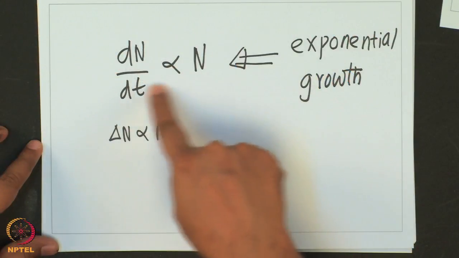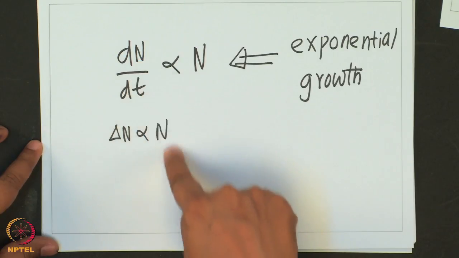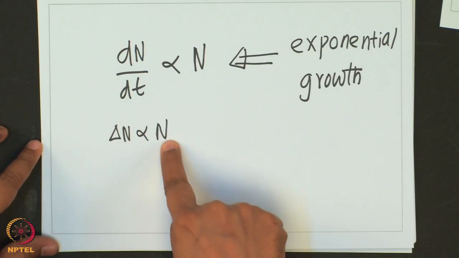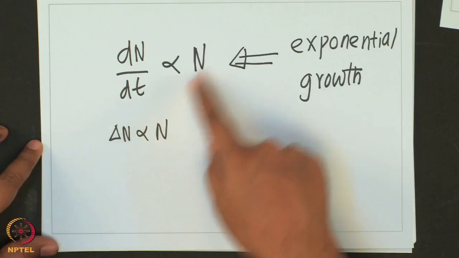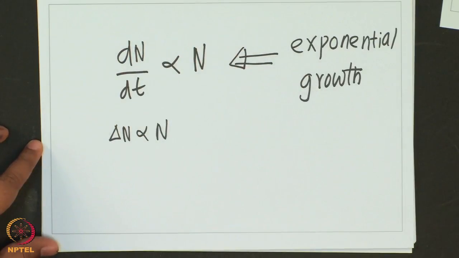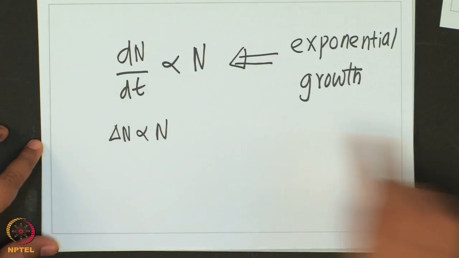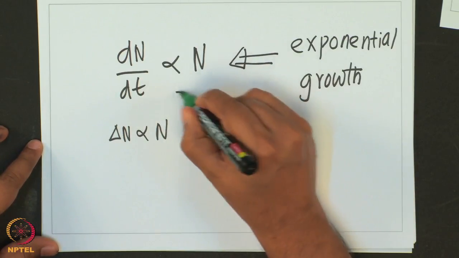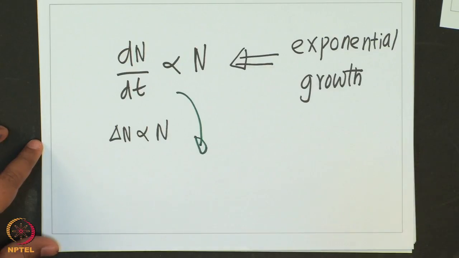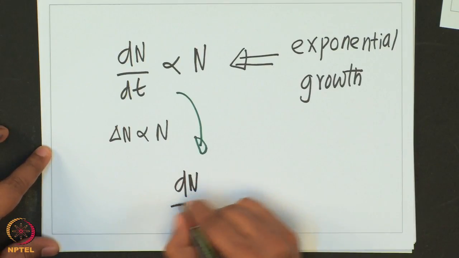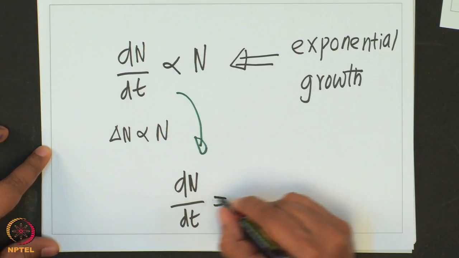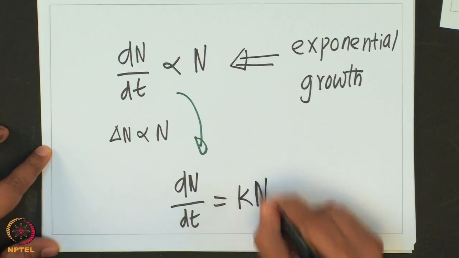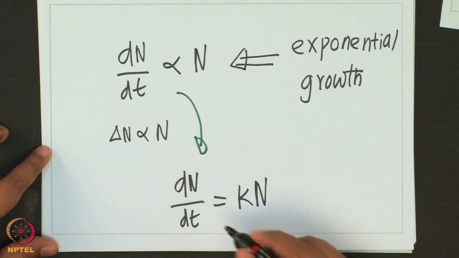If there are only 10, within 20 minutes, only 10 would divide. So the more number we have, the more the change would be. The delta n, the change, would be proportional to the number itself. The more the number, the more would divide, therefore the increase would be more also. Once we have this, I can convert this to an equation. I could write dn by dt, and the proportionality I could write as equal to a proportionality constant times n. So dn by dt is equal to kn.